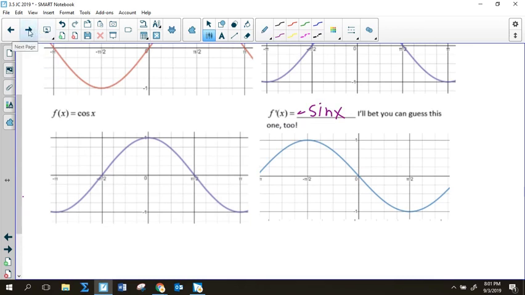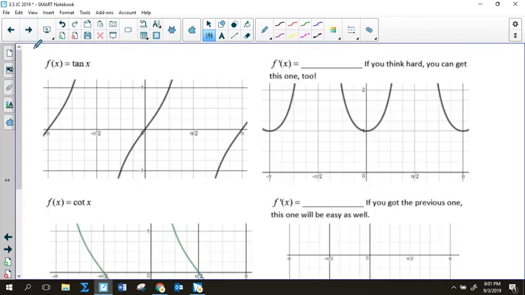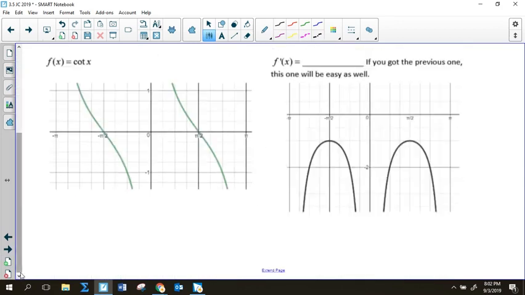All right, next slide. Again, always remember you can pause if you need to if I'm going too fast. All right, here's your tangent curve, and the derivative of tangent is secant squared x. And then this is cotangent of x, and the derivative of cotangent of x is negative cosecant squared x.